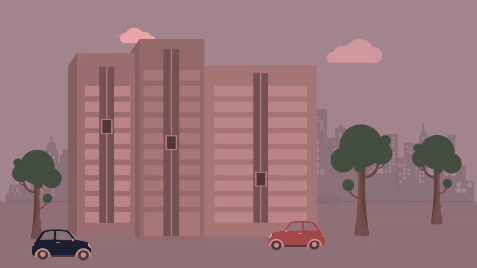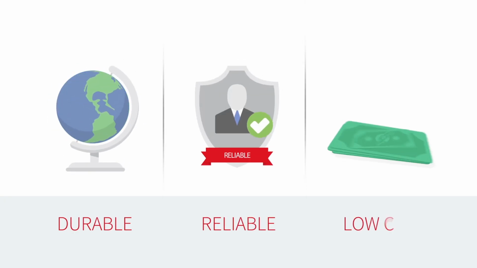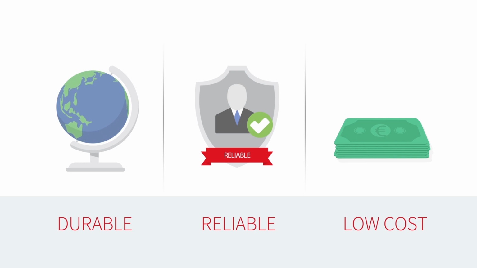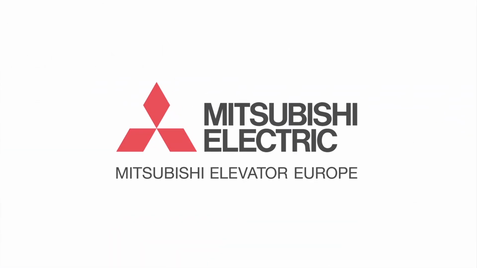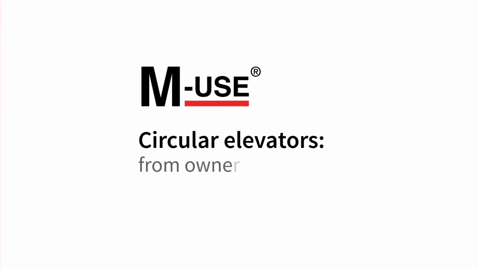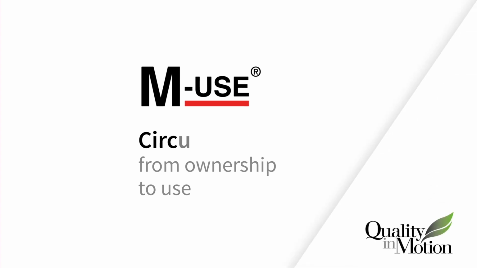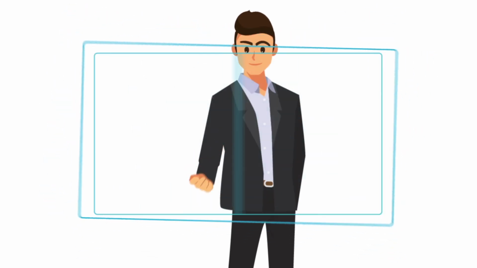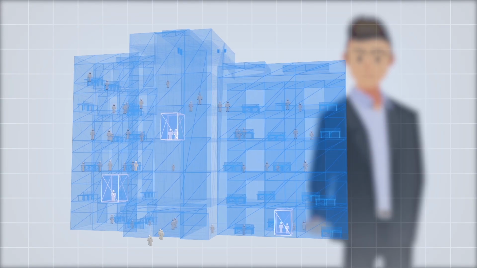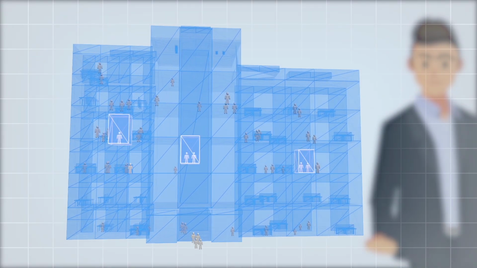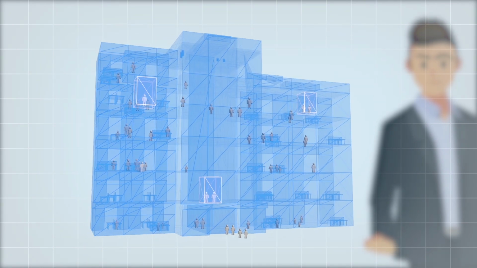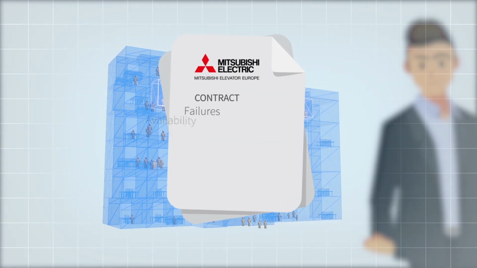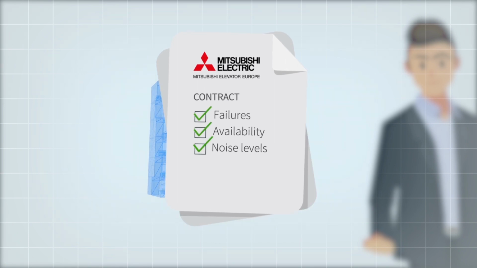What are you looking for when you buy an elevator? Sustainability? Reliability? Or perhaps a low initial investment? Mitsubishi Elevator Europe can help you resolve this dilemma with M-Use, a unique model where you pay per use rather than for possession. Using elevator simulations, together we will find the right solution and desired performance for the elevators in your building. Your requirements are recorded in a contract.